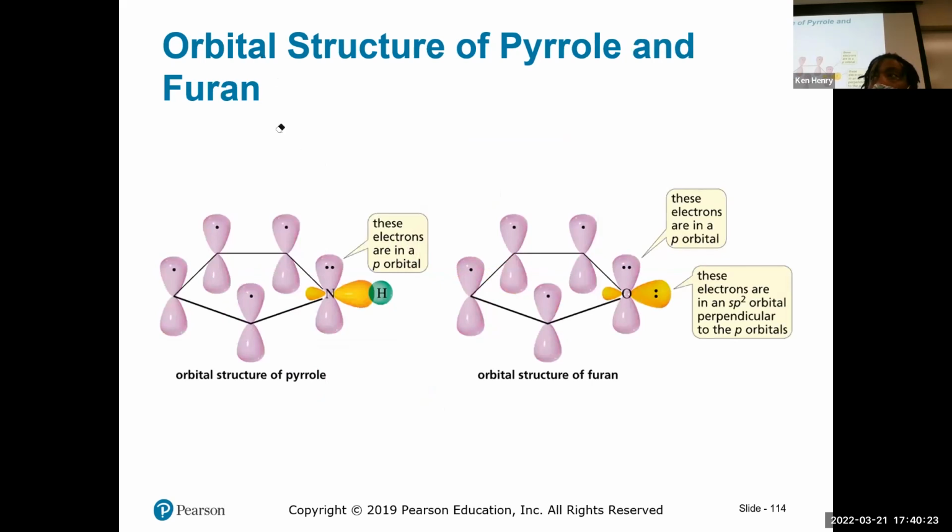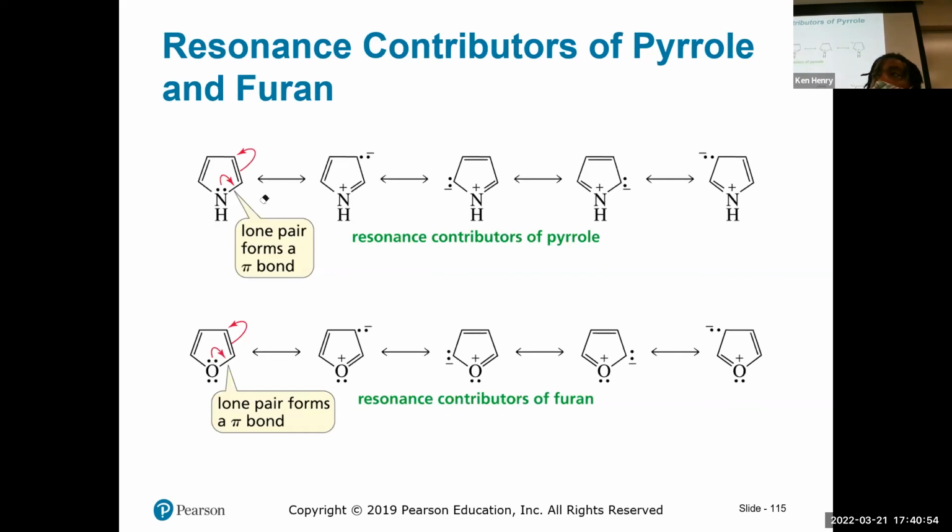Here's the orbital structure for pyrrole, okay? So here, and then we have the hydrogen actually interacting with that. And then here's the structure for furan, okay? Okay, so these are going to be our contributing resonance structures.